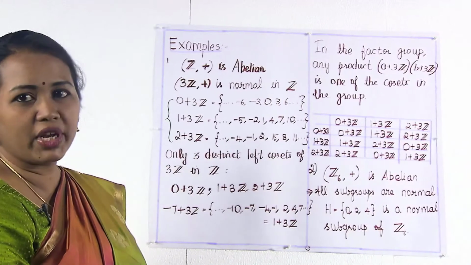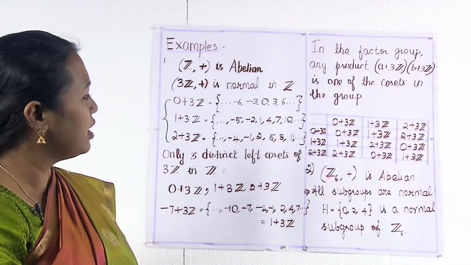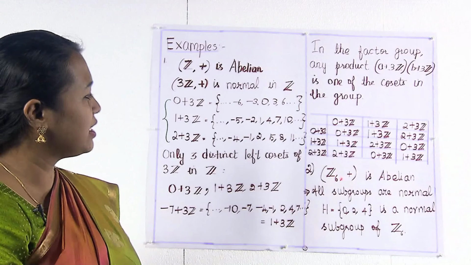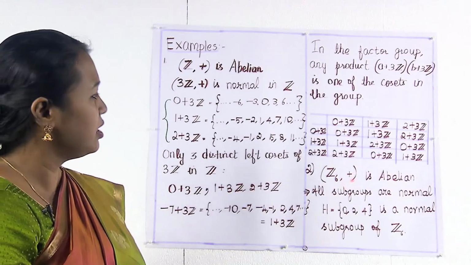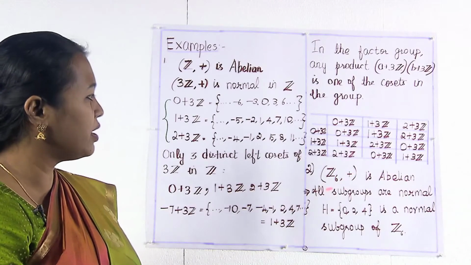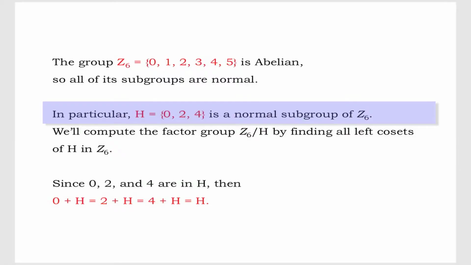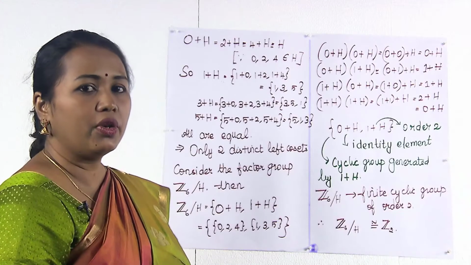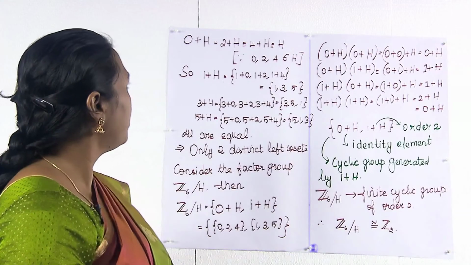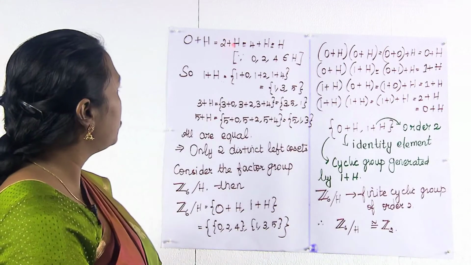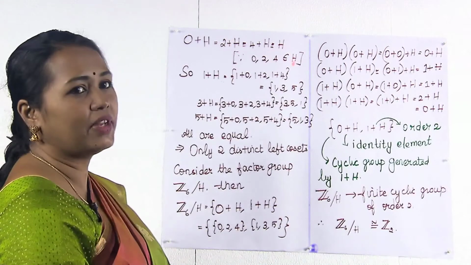Next, we shall see one more example. Example 2. The set of integers Z6 under addition is also an abelian group, so clearly all the subgroups are normal. Let us take the subgroup H equal to {0, 2, 4}. It is a normal subgroup of Z6. We know that H is {0, 2, 4}, so 0 + H, 2 + H and 4 + H are definitely H.